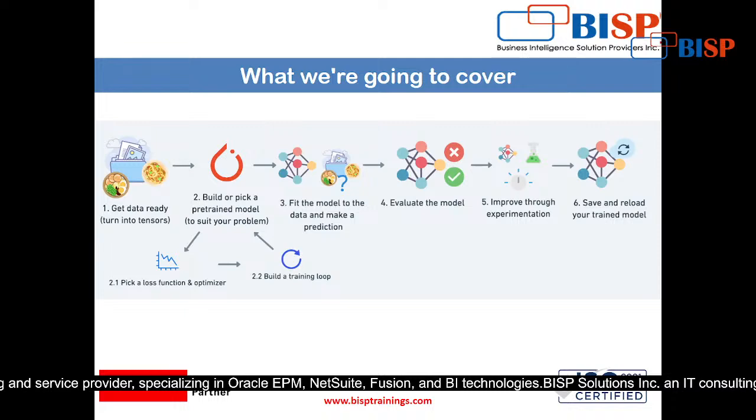Now see what is done here. First of all, get the data ready. We take the Excel sheet or whatever data, because the data is actually received in an Excel sheet. Then build or pick a pre-trained model. First of all, we will pick a loss function and optimizer. We create the tensors, then we create the model function, and then we create the loss function.